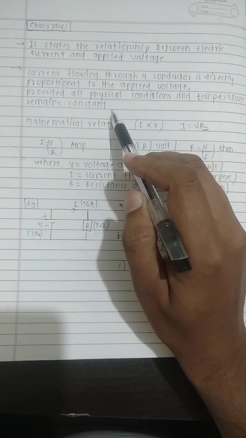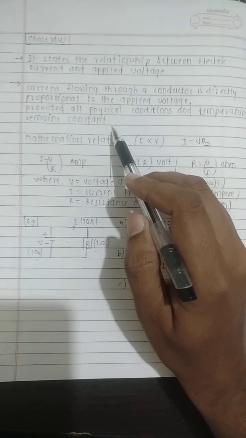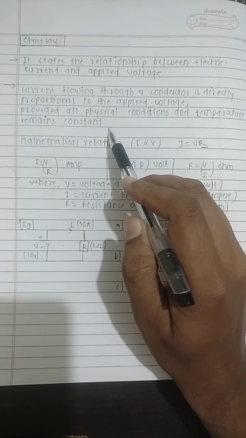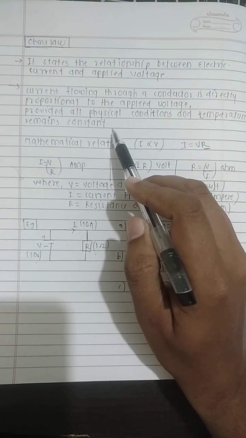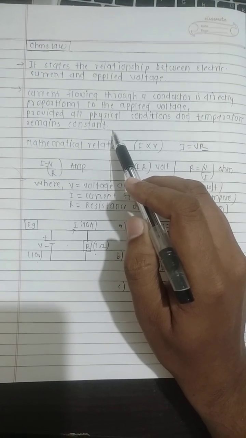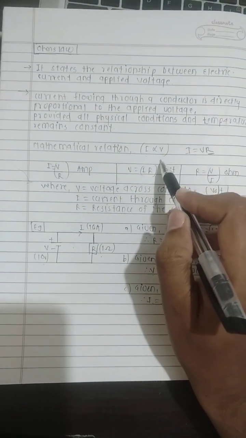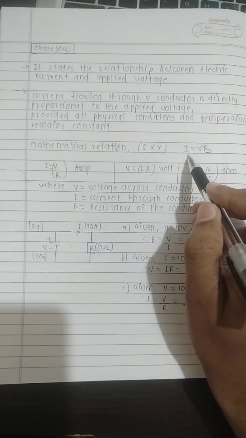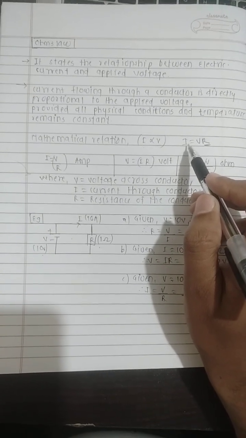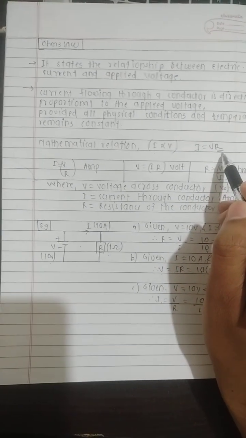So if you want to calculate the current I flowing through any conductor, and V is the applied voltage across that conductor, and the resistance and all the physical conditions are constant for that conductor, in that case we can say the current flowing through that conductor will be directly proportional to the applied voltage. Mathematically we can show it like I is directly proportional to V, and also we can say V is equal to I into R, where R is the resistance of that conductor, which is the constant.